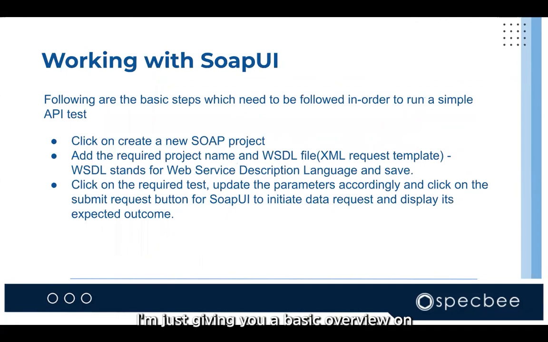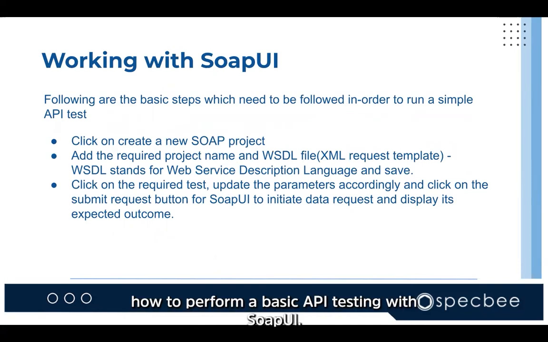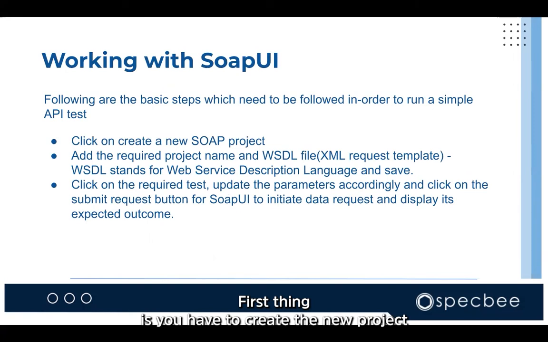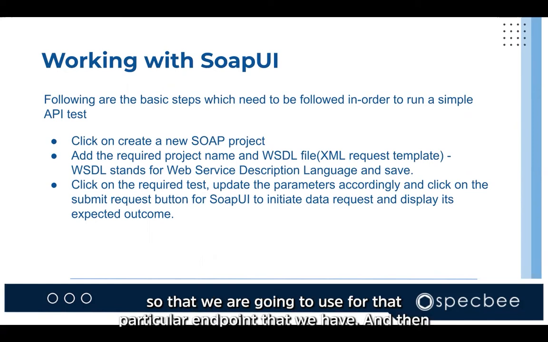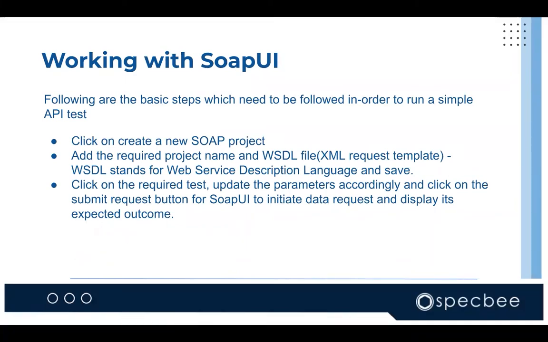I'm just giving you a basic overview on how to perform a basic API test with SoapUI. First thing is you have to create a new project and then add the WSDL. WSDL is nothing but Web Service Description Language. It is the format of the request that we are going to use for that particular endpoint that we have. Then we give the required parameters, and when we run the test case, it gives us the desired result.